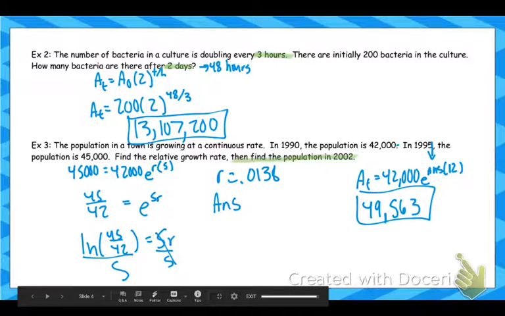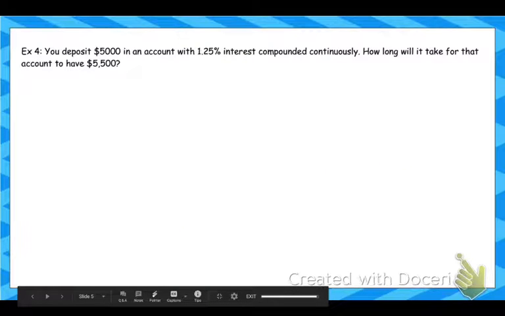All right, so the next question on there is, again, exactly what we did back in exponential. You deposit money into an account. It gives you the interest rate. It's compounded continuously. We want to know how long it'll take for the account to have $5,500. The only difference this time is we are going to actually solve algebraically now that we understand those steps.